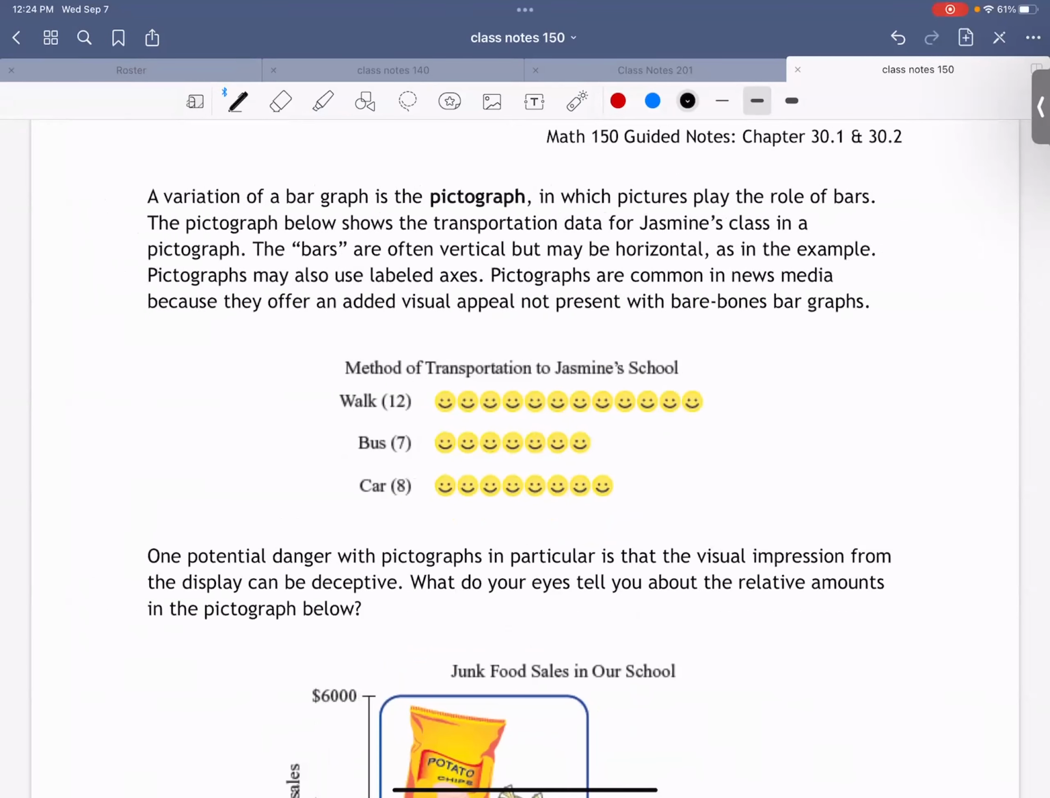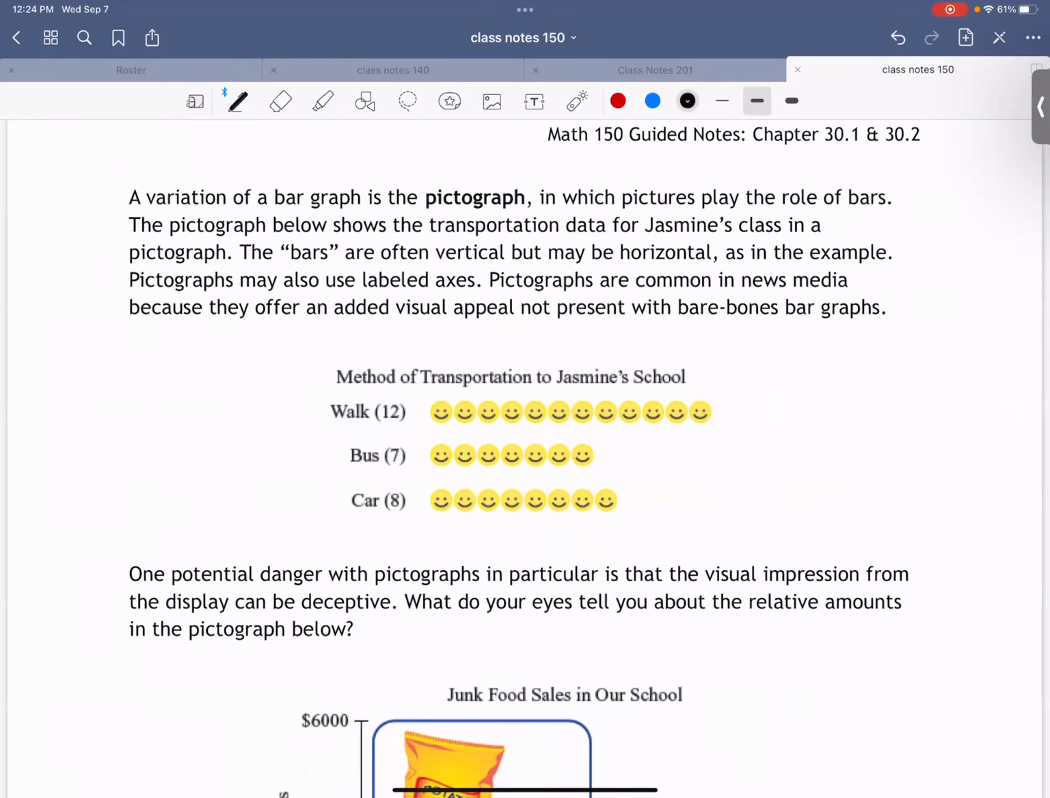There is one more type of graph that's used for qualitative data that can be expressed using words. And we call this a pictograph. You might see these a lot in the news or on social media, because they look kind of cool. Here's an example of a pictograph. It looks like a bar graph, but instead of bars, we're given pictures. So for example, there are 12 smiley faces. So that means 12 students walk to school, or 8 smiley faces mean that 8 students travel by car.